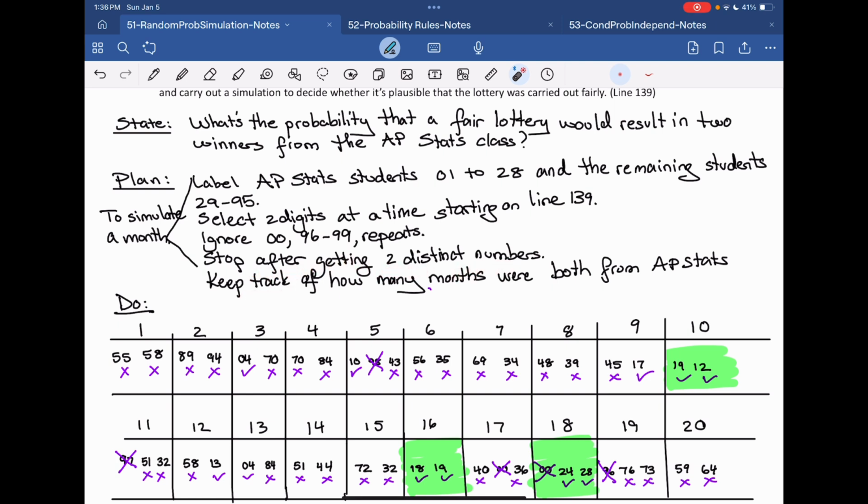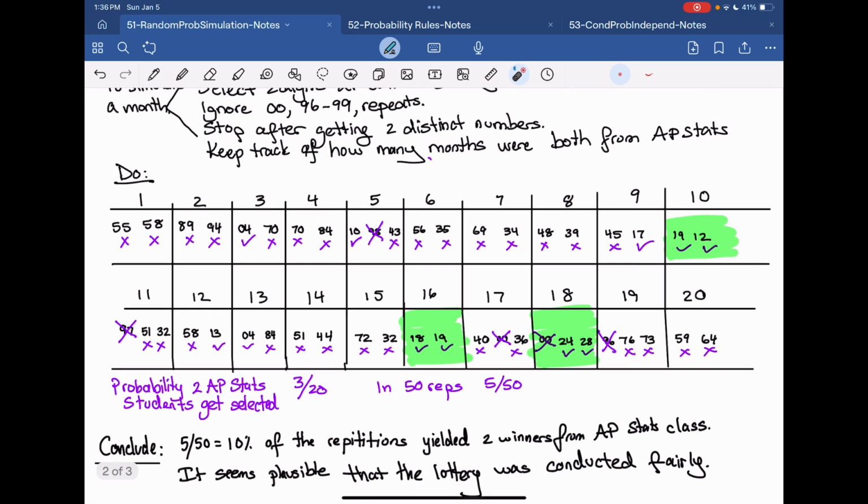Keep track of how many months were both from AP Stats. So this whole process, stopping after getting 2 distinct numbers, represents 1 month, to simulate a month of drawing 2 people for the golden ticket. And so if we look at line number 139, you'll see these digits. These digits appear on line 139 on your table. And I labeled it and organized my information like this: month 1, month 2, 3, 4, 5, 6, etc. We did this until month 20 in class.